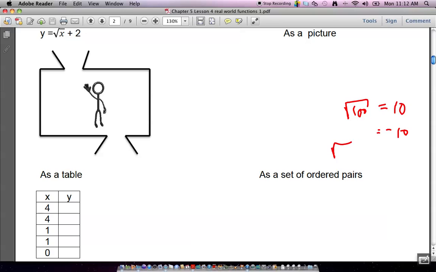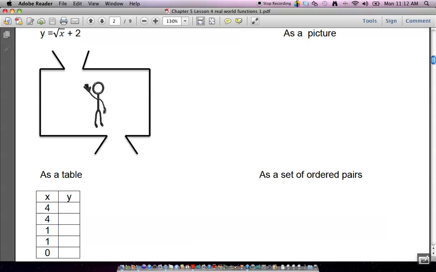Okay, here's one that a lot of kids know. What's the square root of 144? 12. 12, good. What else could it be possibly? -12. All right, so let's take that idea and let's apply it now to Sticky the Stickman and his function, the square root of x plus 2.